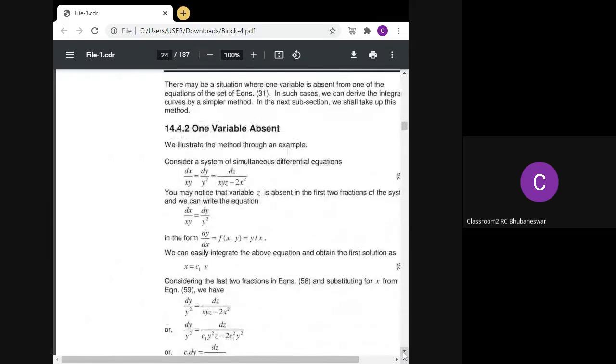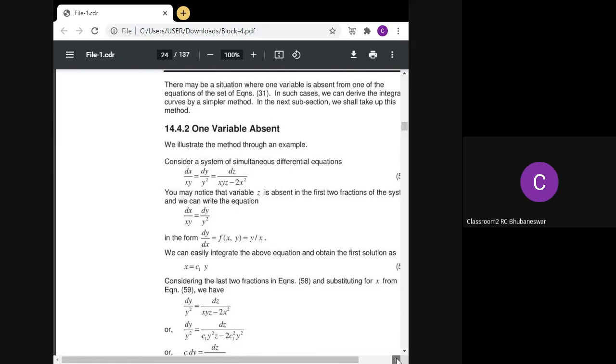One variable absent. So here the simultaneous differential equation will be there, but if we observe the terms or fractions, if one variable is absent, then it can be solved in a particular process, and now we are going to discuss that. First we will discuss it with the help of an example.